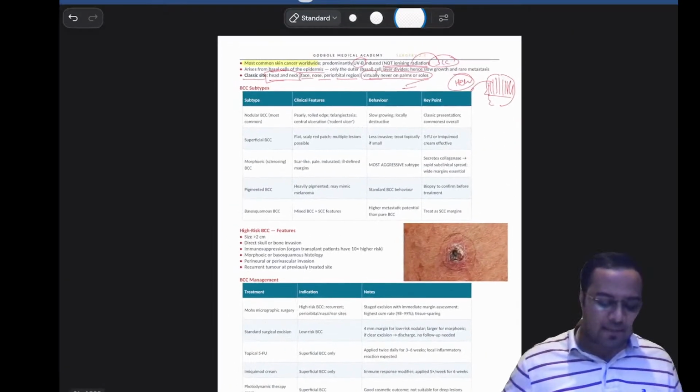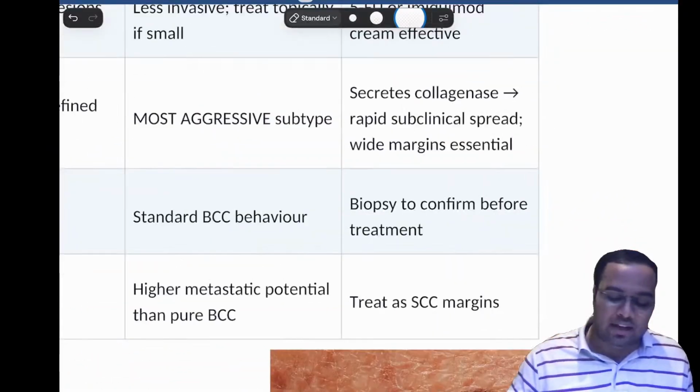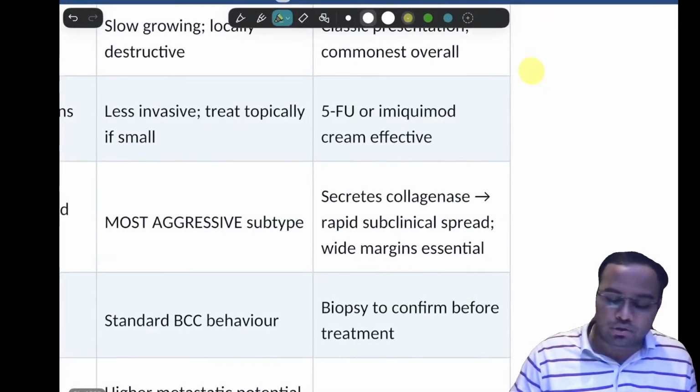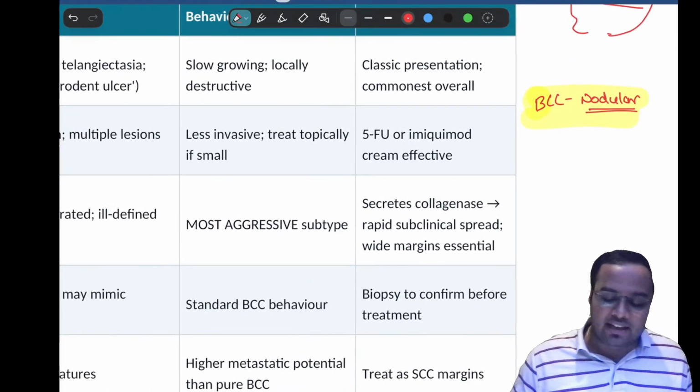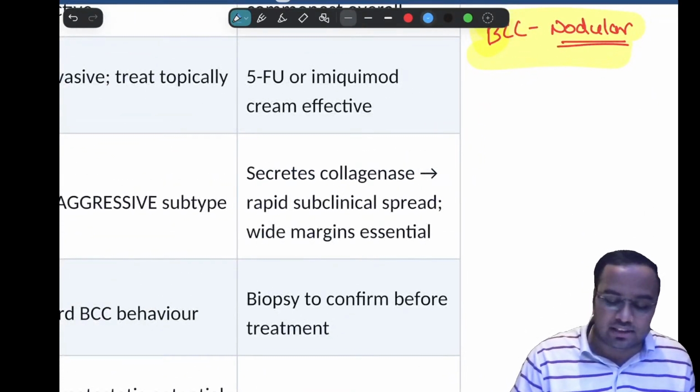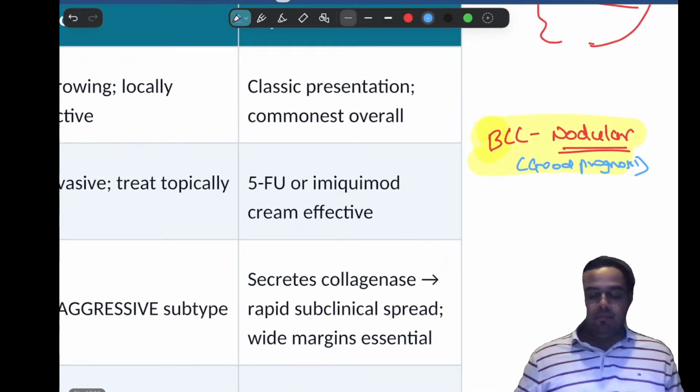So these are the types of basal cell carcinoma. One important thing to take home: the most common type of basal cell carcinoma is the nodular type. It appears like a nodule and it is very slow growing and has a very good prognosis.